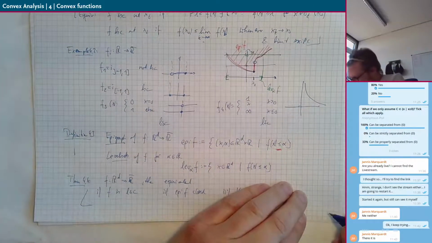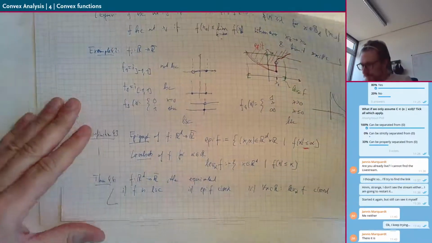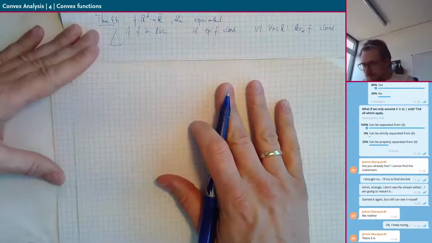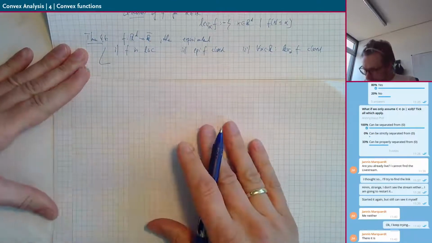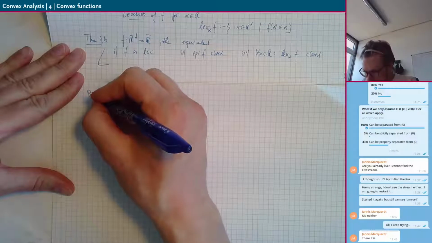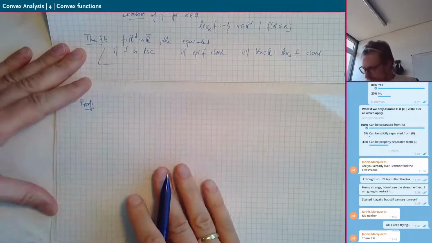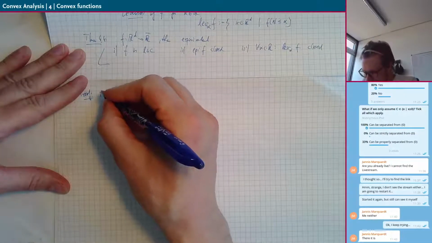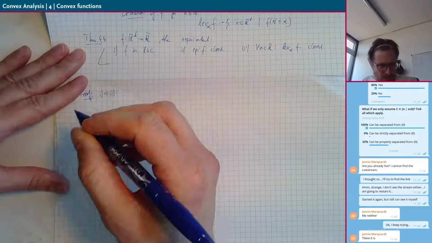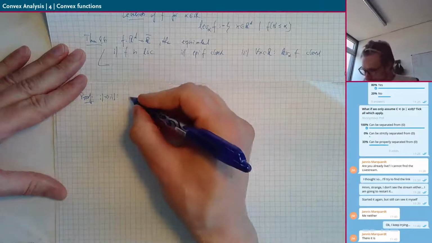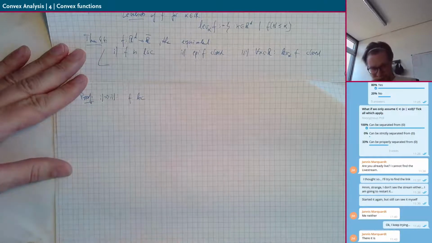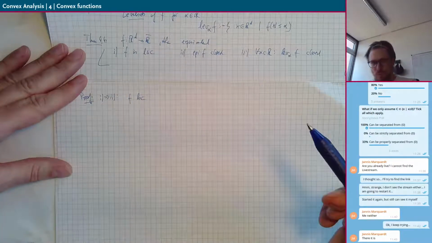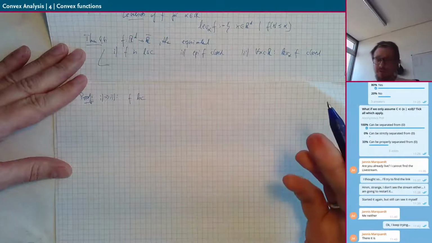Okay, so what's the proof? How does it go? Of course, we make a circle of implications. One implies two. So f is now lower semi-continuous, and we need to show that the epigraph is closed. And in our case, we always work with sequential closedness.